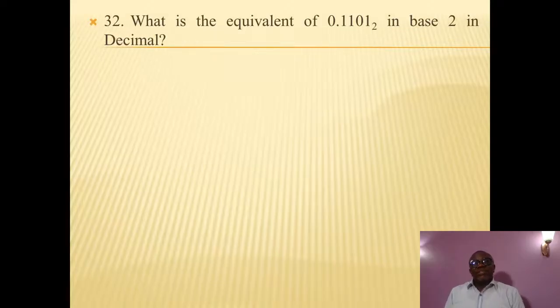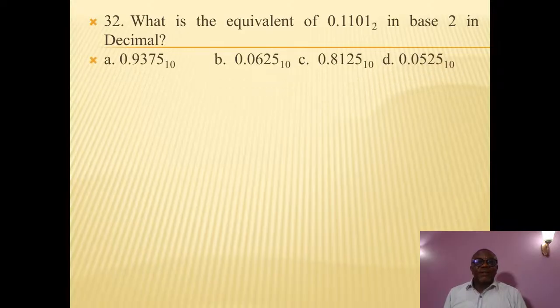Now, what is the equivalent of 0.1101 in base 2 in decimal? We say, could it be 0.9375 in base 10? Could it be 0.0625 in base 10? Could it be 0.8125 in base 10? Or could it be 0.0525 in base 10? We say that the answer is C.